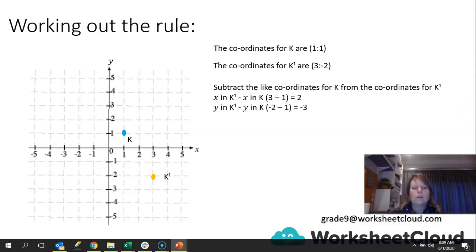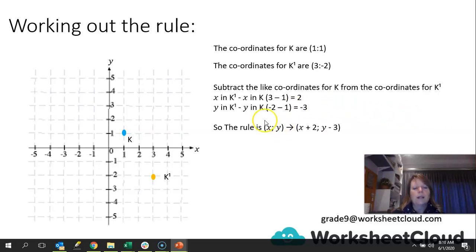Now the y coordinate in K1 is minus 2. There we can see the y coordinate is minus 2, and here it is 1. So we're going to go minus 2 minus 1 is equal to minus 3. So what is the rule? The rule is x plus 2, y minus 3.